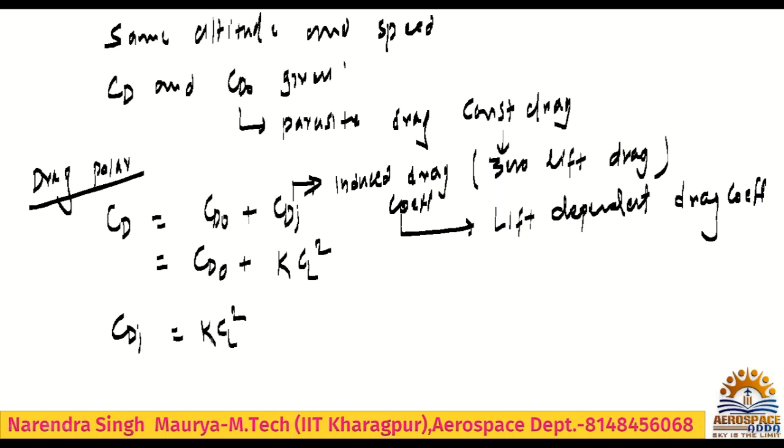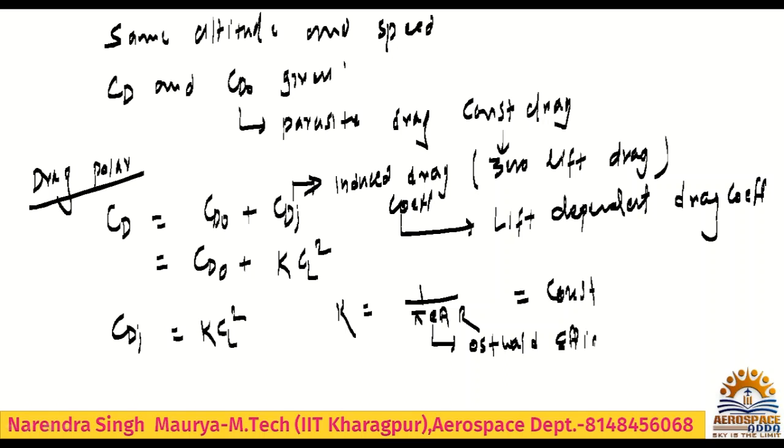What is the CDI formula? K CL square. What is K? K is the constant, 1 upon pi E AR. This is also constant. Why? Because pi is constant, and E is the Ostwald efficiency factor, a geometrical parameter for the wing's efficiency. AR is the aspect ratio, that is also a wing geometrical parameter. So this is also constant. So overall K is constant. So what is the variable? Only CL is the variable.